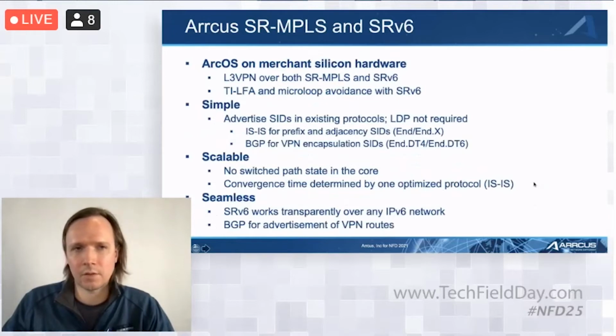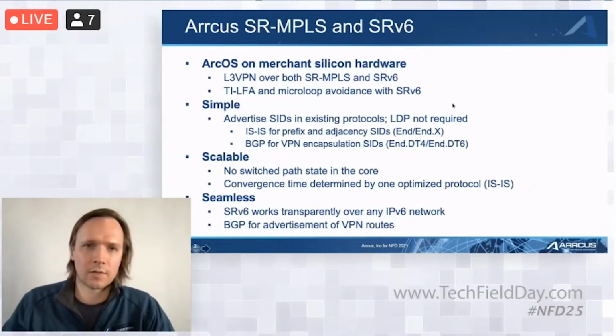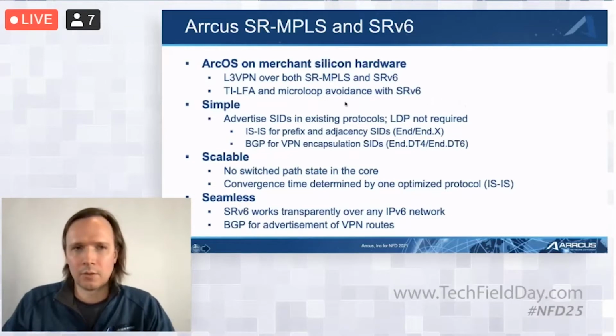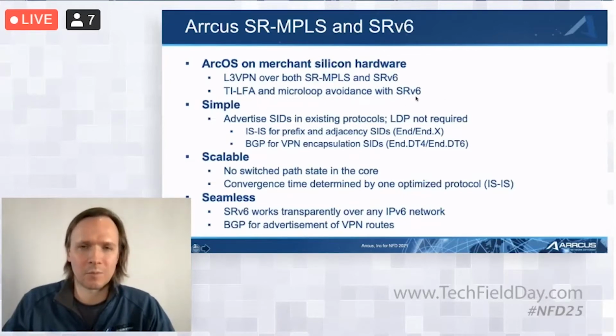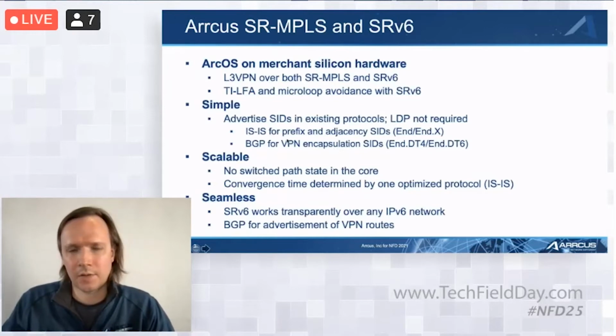So with ArcOS, our operating system that runs on merchant silicon hardware, you can do both SR-MPLS and SRv6 L3 VPNs. This is shipping. You can do topology independent loop-free alternate or TI-LFA, including microloop avoidance with SRv6. And this is an optimization in the IGP to make a more resilient solution. And it's simple because you're advertising SIDs in existing protocols. You don't require LDP. If that's existing, you can throw it out. ISIS advertises what are known as prefix and adjacency SIDs, and these are two types of behaviors that I might go into a little bit later.